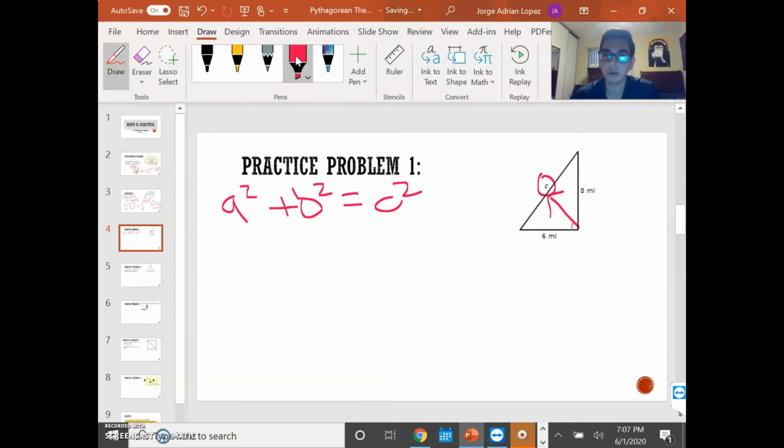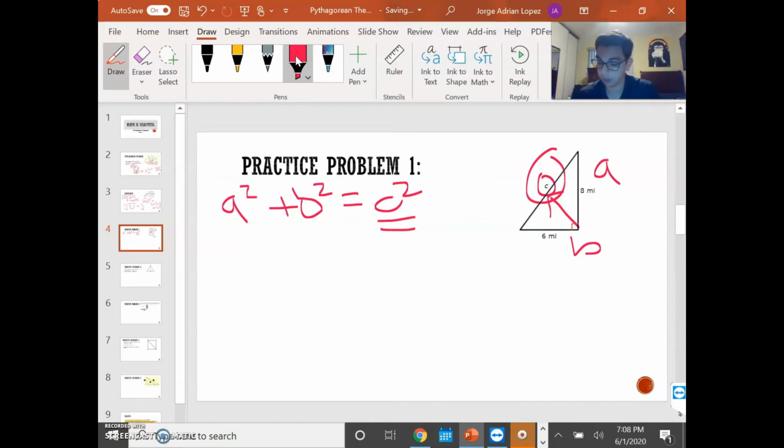So let's pick which one's a and which one's b, okay? It doesn't matter which leg is a or b. The only thing that really matters is for you to identify the hypotenuse. The hypotenuse will always be c, and we know that the hypotenuse in this case is c right here. So we're going to make our a 8 and our b 6. And like I said, it doesn't matter. It could go the other way. We can make our a 6 and our b 8, alright?